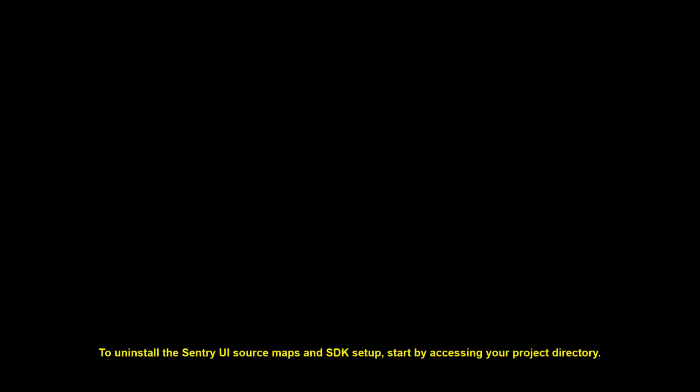To uninstall the Sentry UI source maps and SDK setup, start by accessing your project directory. Navigate to the folder where the Sentry SDK is installed. Locate the configuration files for Sentry. Open the main configuration file in a code editor. Remove the Sentry initialization code from your application.